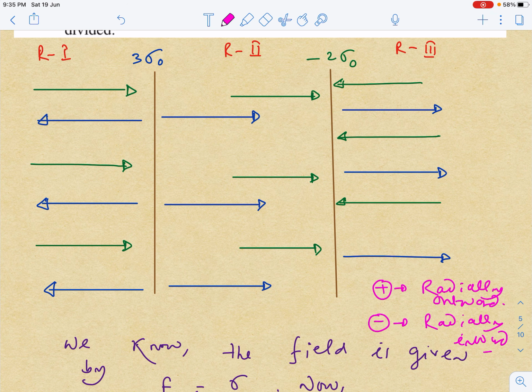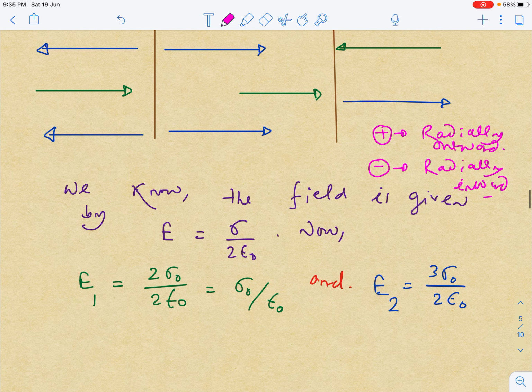If you check for minus 2 sigma naught, the field is always radially inward, that means into the plane. In all regions, it is always entering the plane. For 3 sigma naught, it was always originating from the plane and moving out from it, and for minus 2 sigma naught, it is always entering into the plane.